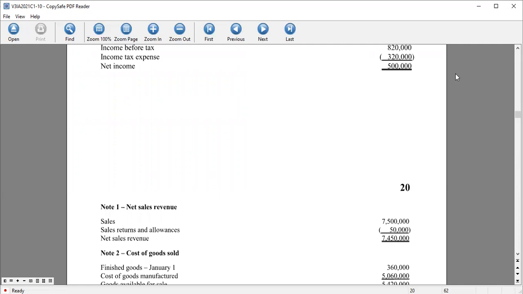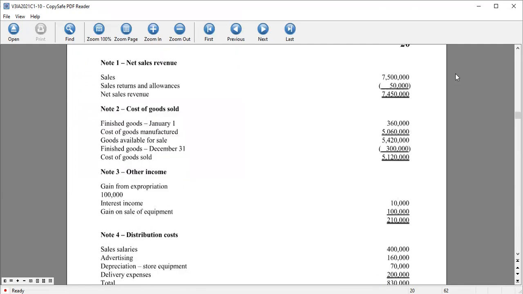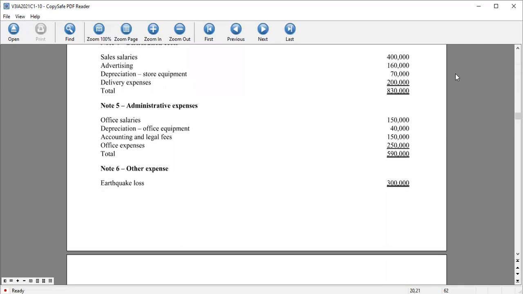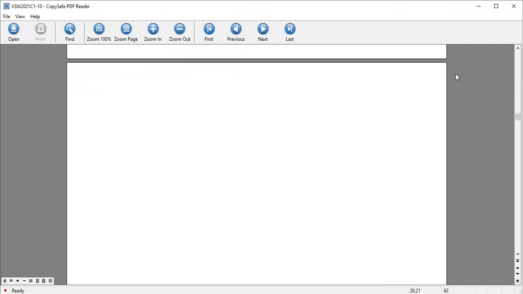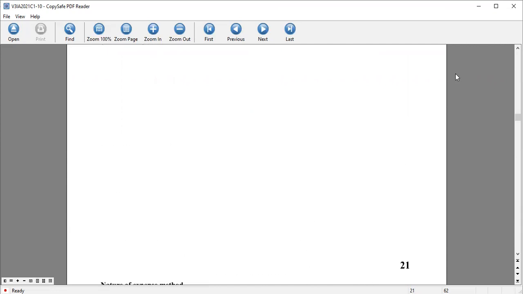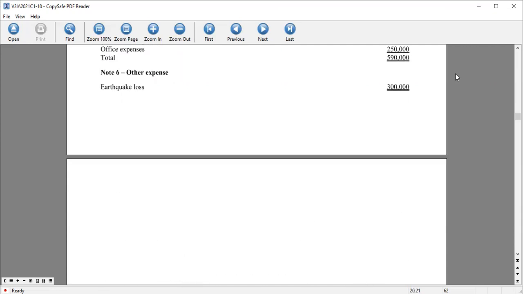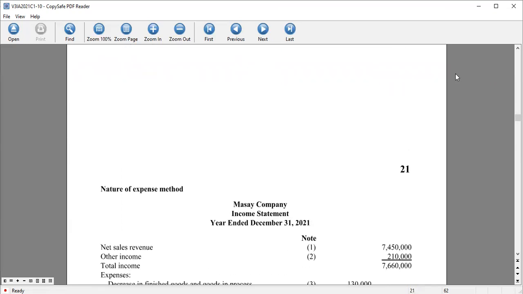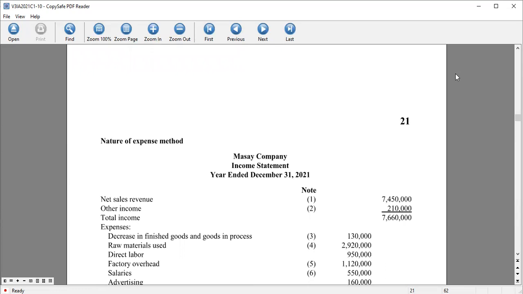Take note, 500,000. Then for the third requirement, we have now your income statement by using the nature of expense method. So again, we have the net sales revenue in note number 1. Then we add other income in note number 2 for the amount of 210,000. Okay, it's other income.